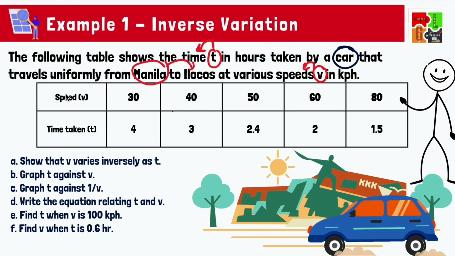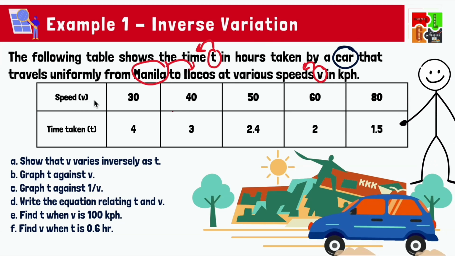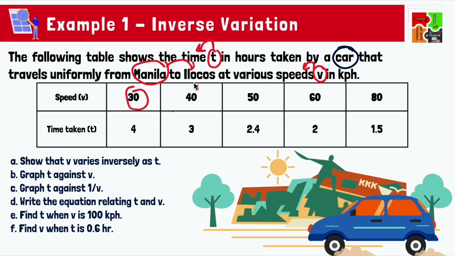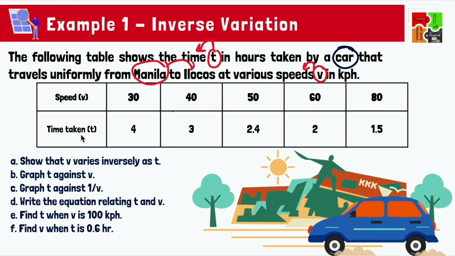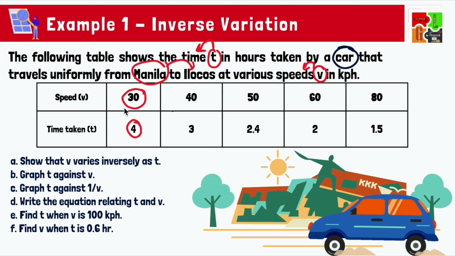Okay? So, the speed v is the first row in this particular table. These are the 30, 40, 50, 60, 80. Kapag pumunta ka na ng 80, mabilis na yung sasakyan mo. Kapag 30, sakto lang. Okay? Kapag naman yung time taken natin, ito yung number of hours. So, 4 hours, 3 hours, and so on. Sabi dito, kapag nagbiyahe ka ng may bilis lang na 30, then mas matagal kang magbabiyahe, 4 na oras.